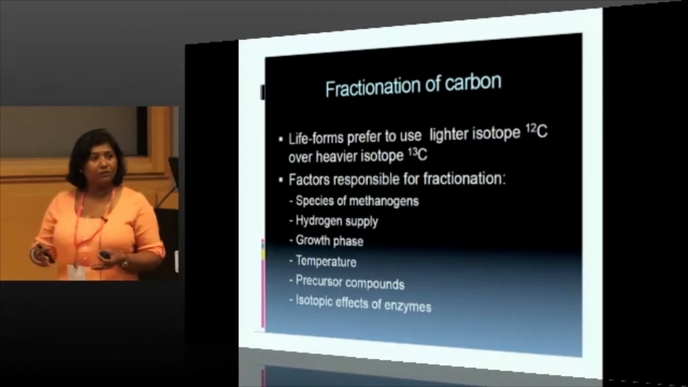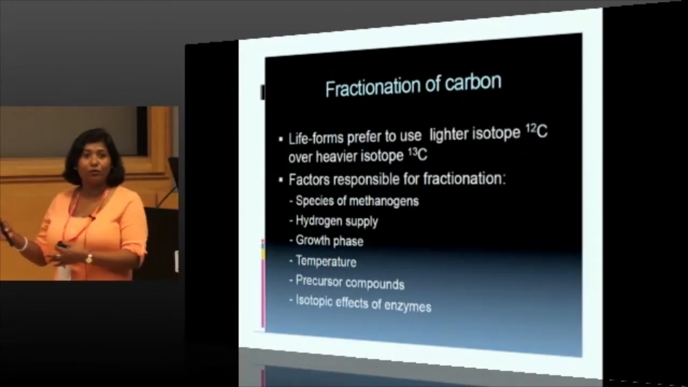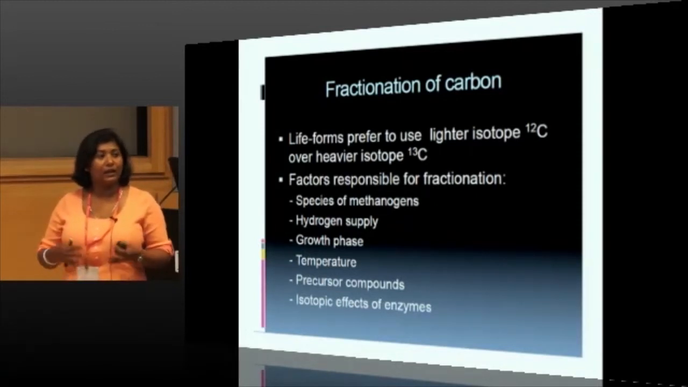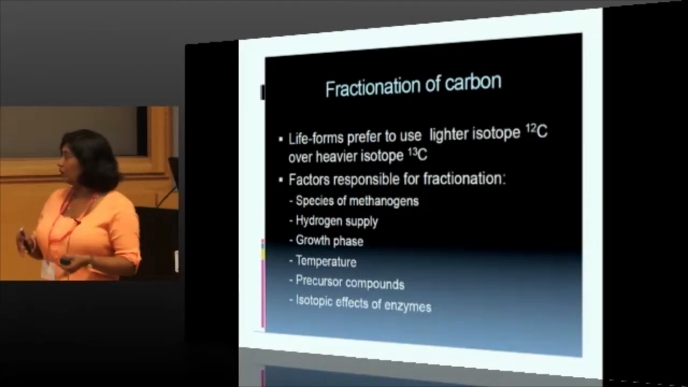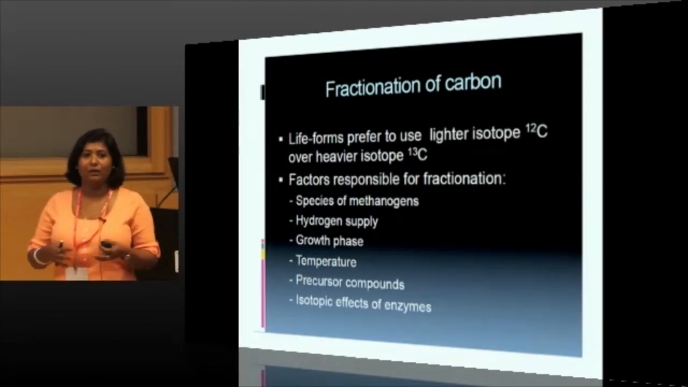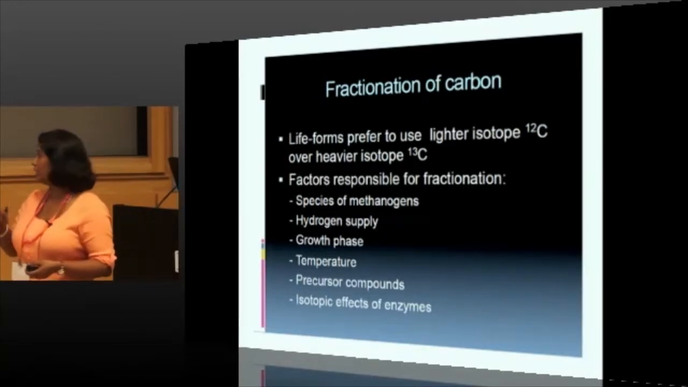At low hydrogen partial pressure, they fractionate more, and they fractionate more in their late growth stage, and it also depends on temperature. At high temperature, they show less fractionation. It also depends on the carbon isotope data of the precursor compound, such as carbon dioxide, and on the isotopic effect of the enzymes involved in the biosynthetic pathway for the formation of methane.